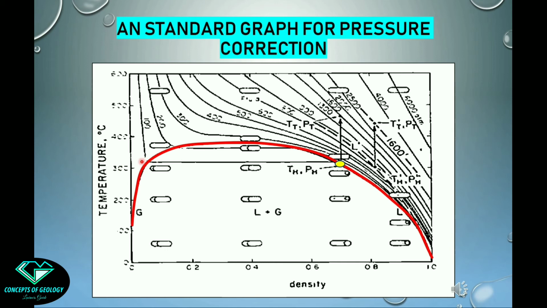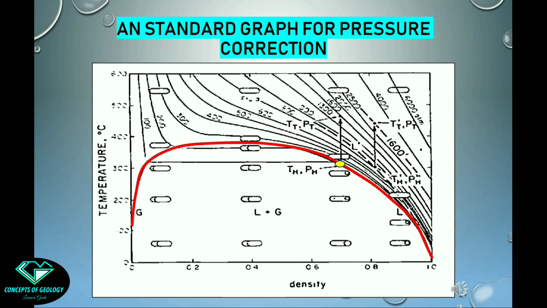Now we have to collect the data for the trapping pressure from any other independent geological source. Suppose this is 1600 atm. These lines are isobars for the pressures. The pressure is increasing towards the right of the graph. So to find the original temperature of trapping, we will move vertically from this point up to the 1600 atm isobar line. So here I am touching this isobar line and the original temperature of trapping is near about 450 to 500 degrees centigrade. This is the process of pressure correction.